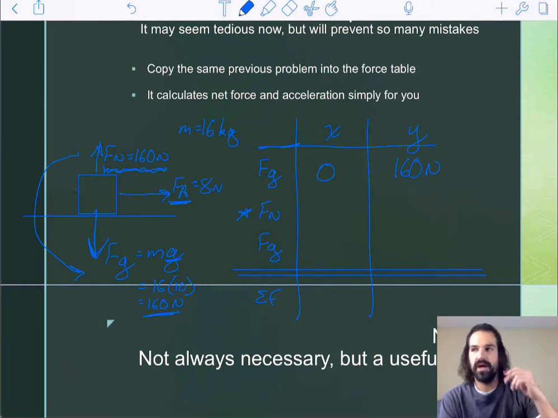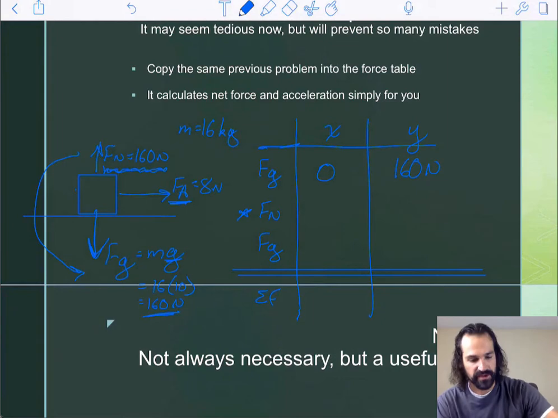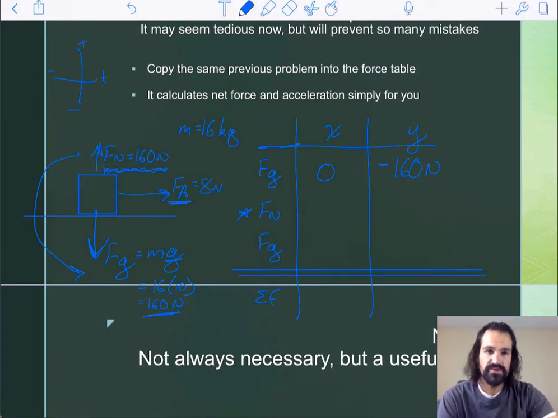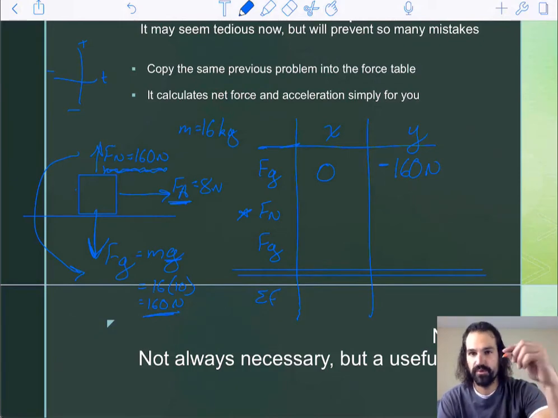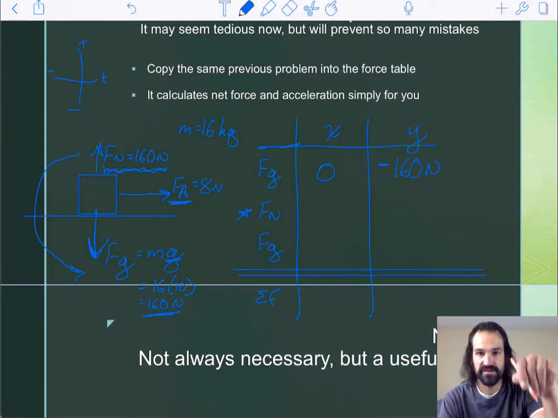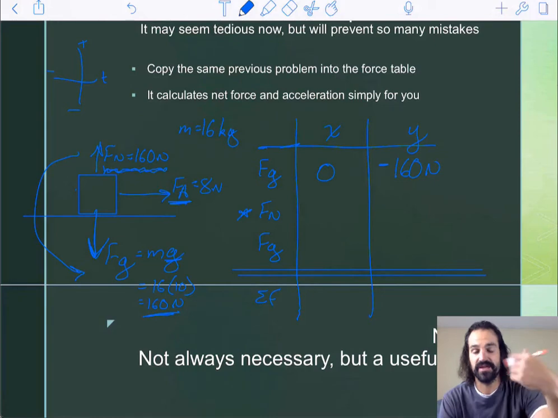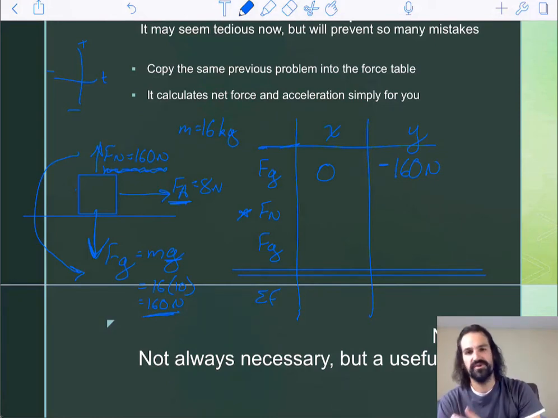But this is where I want to give you a piece of advice that I hope you carry through because it'll prevent so many mistakes. Are they positive or are they negative? Well, very clearly the weight is downward, and again, up is positive, down is negative, right is positive, left is negative. That should be negative 160 newtons. So before you start filling in your x and y values, I would recommend going through and filling in positive, negative, 0, positive, 0, positive, negative. Is it a 0? Is it positive or is it negative?